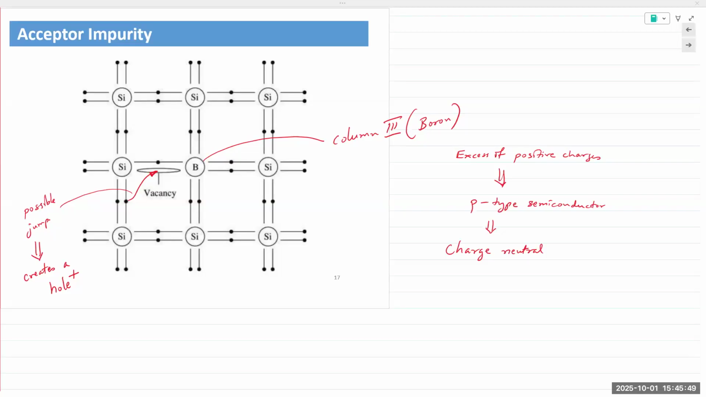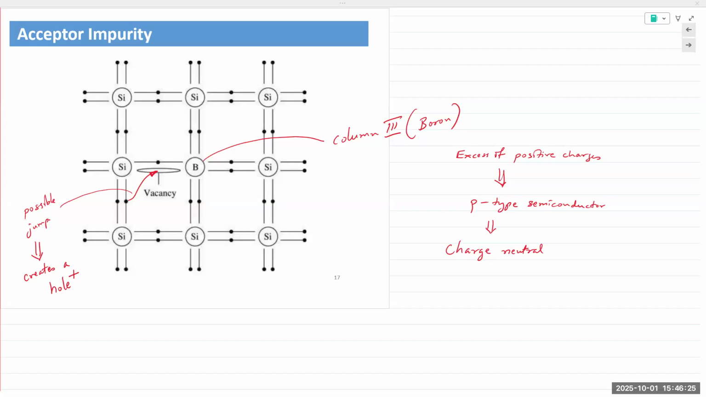Any questions? Yes. So the question being asked is, why do we say it's an excess of positive charges, even though it's neutral? The excess in both cases, both p-type and n-type, simply refers to the amount of charge carriers that are available for free conduction, meaning they're available for free movement. And that's why we say that they're excess.